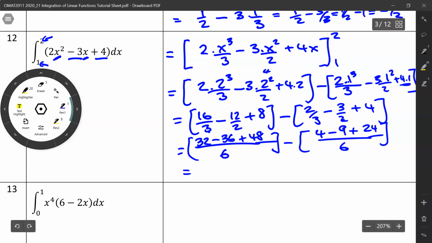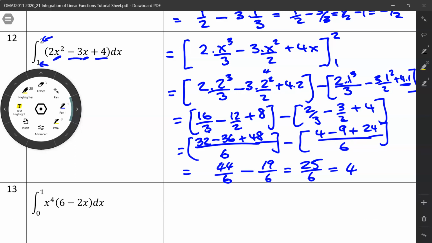So this gives me 32 minus 36 is minus 4 plus 48. That gives me plus 44 over 6 minus, and here I have 4 minus 9 gives me minus 5 plus 24. So 24 minus 5 is 19. So it's 19 over 6. And I take this away from that and I get 25 over 6. 6 goes into 25 4 times and you're left with 1 over. So it's 4 6 is 24 plus 1/6. It's 4 1/6.